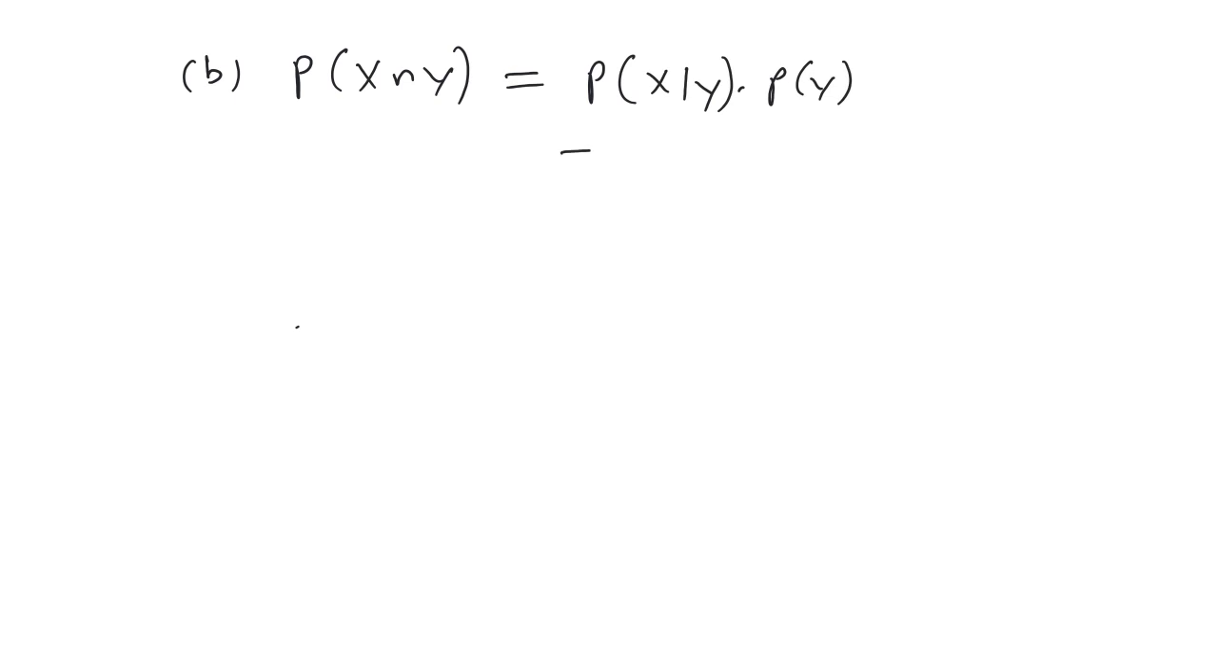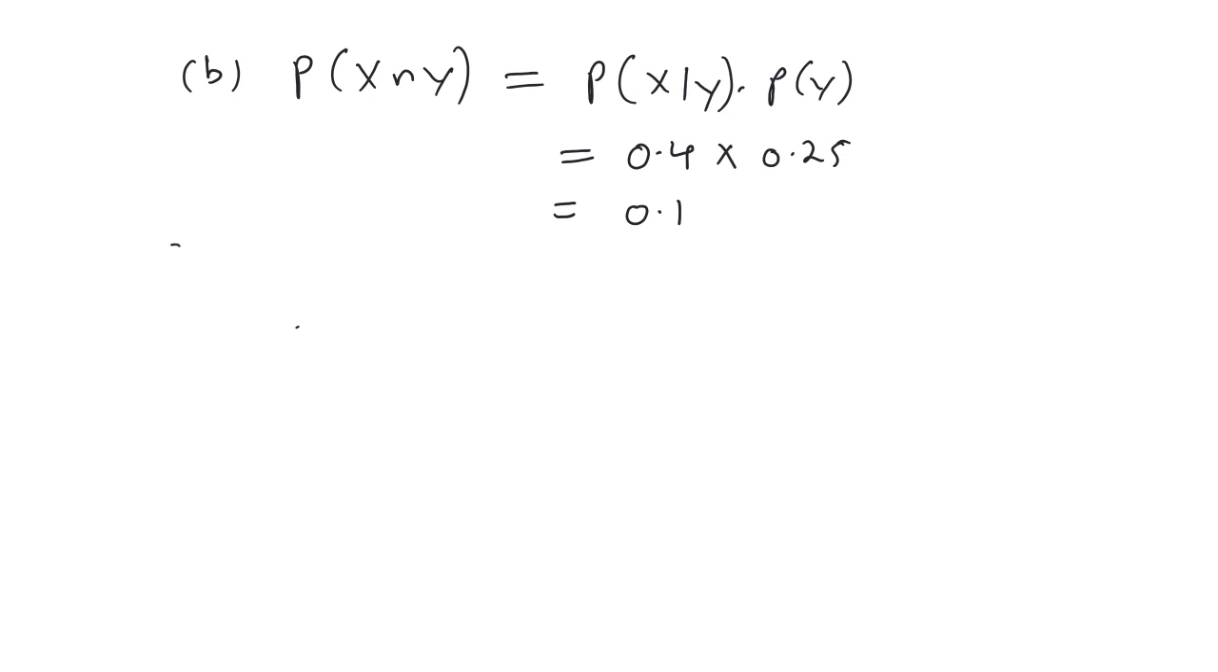Part B, we want the probability of x intersection y. Define this as the probability of x given y times the probability of y. The probability of x given y is 0.4 times the probability of y, which is 0.25. If you multiply 25 by 4, you get 100. So those are 3 decimal places, and the answer is 0.1.